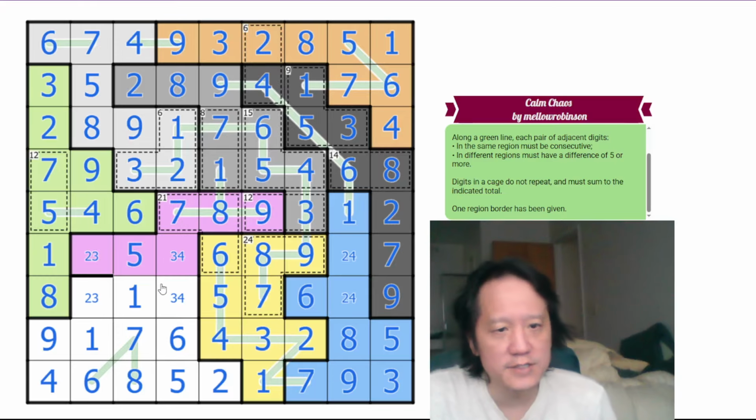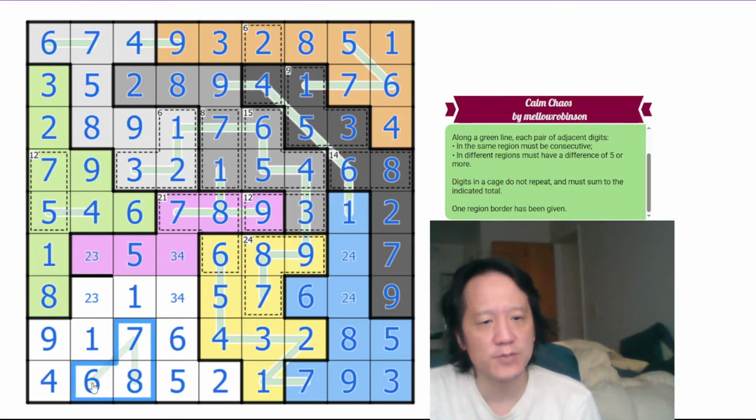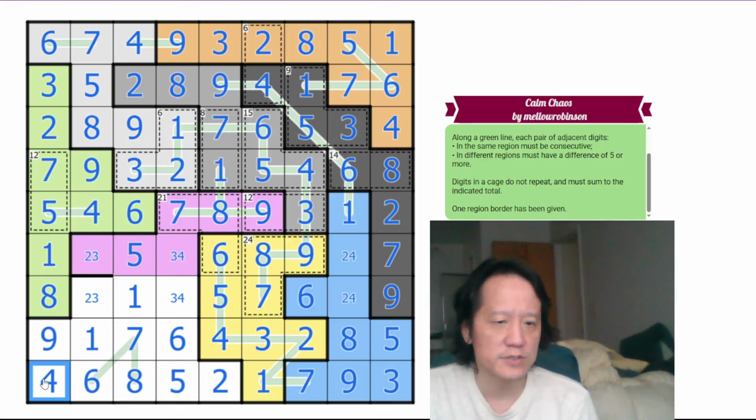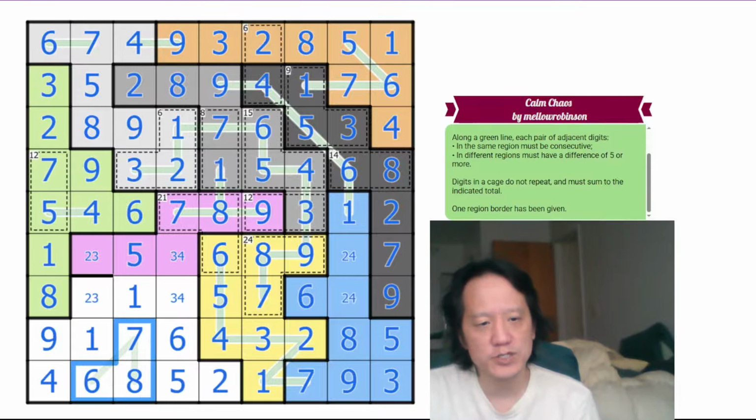Pink needs access to a 1. These are all the same region. And it must be the same as this, because if we tried to go separate region here, the problem is you'd have a 1 and a 1 in that region. So this must be the same region as the 4, at least.